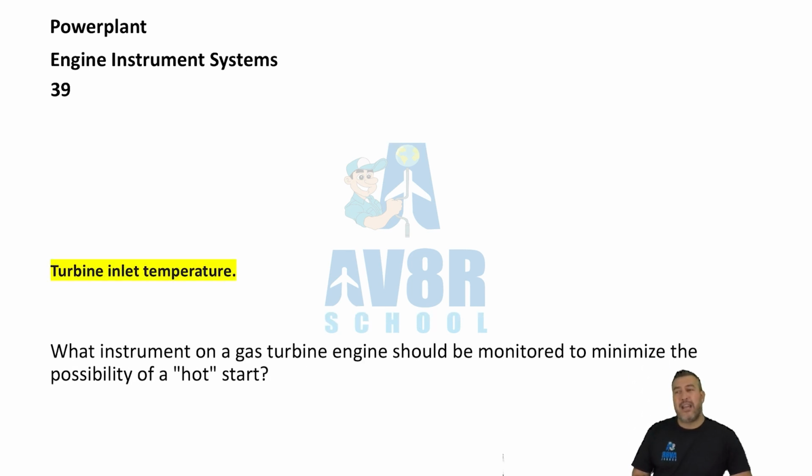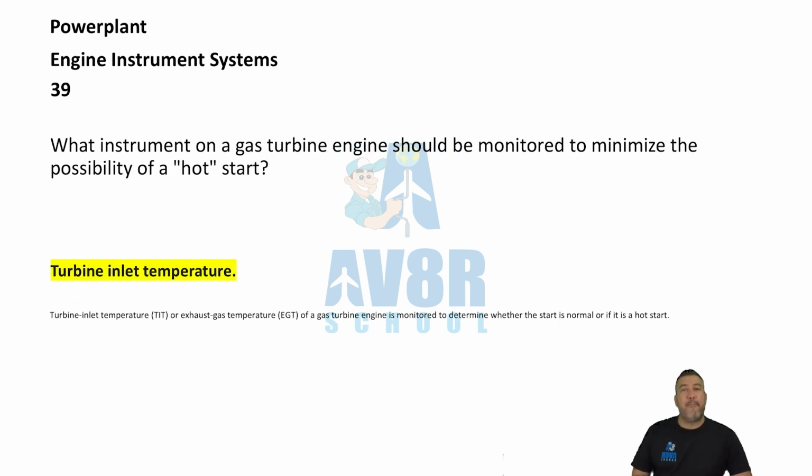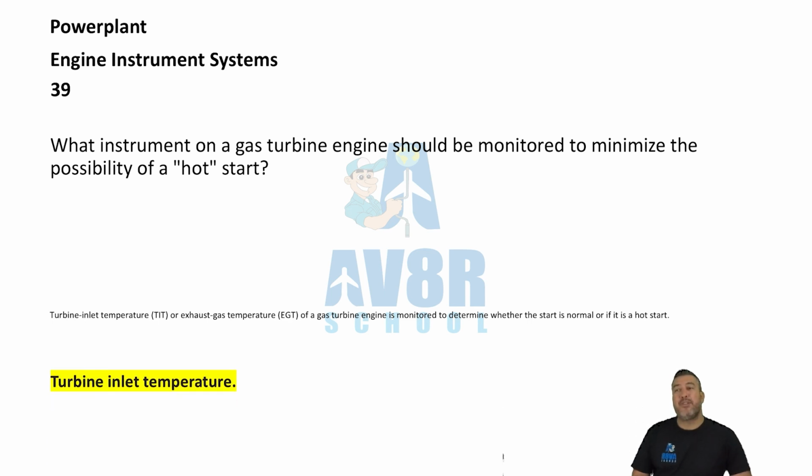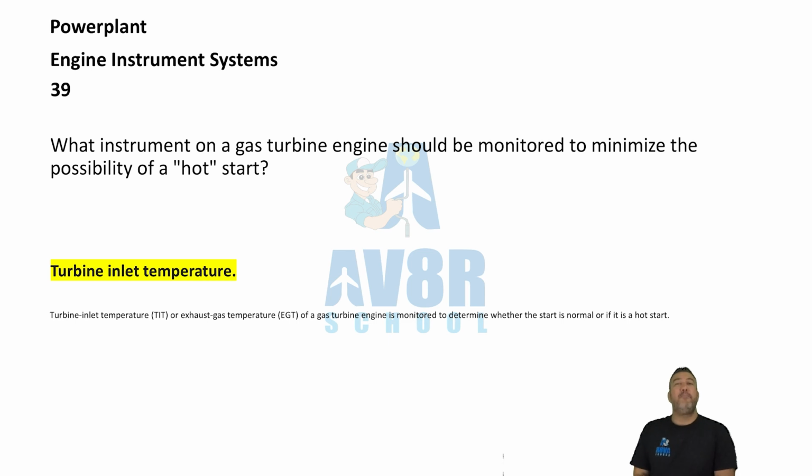Number 39, turbine inlet temperature. So what instrument on a gas turbine engine should be monitored to minimize the possibility of a hot start? So it's your TIT, your turbine inlet temperature. TIT would be able to tell you if you have or are getting a hot start.